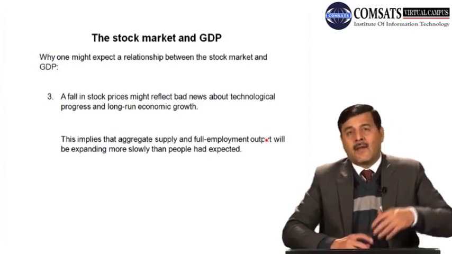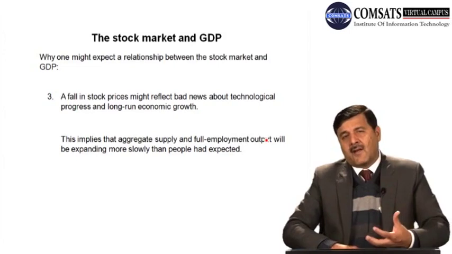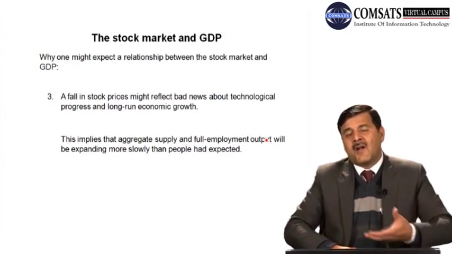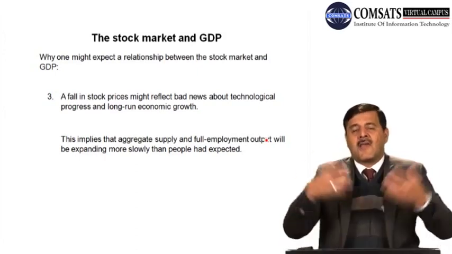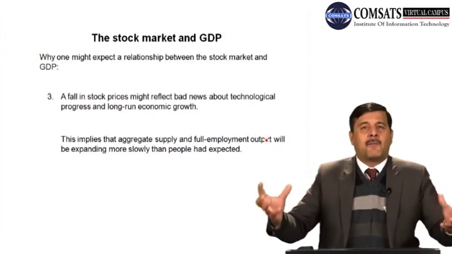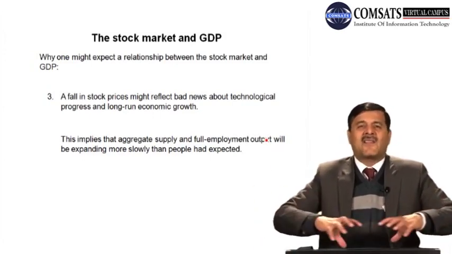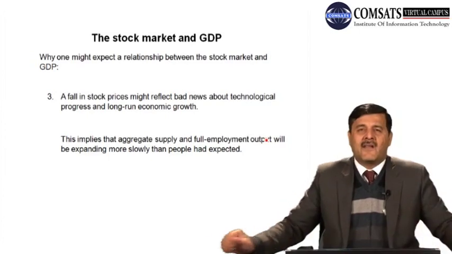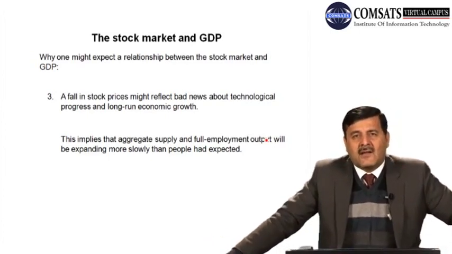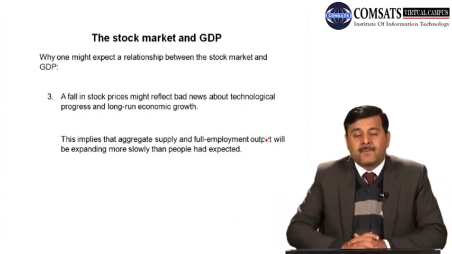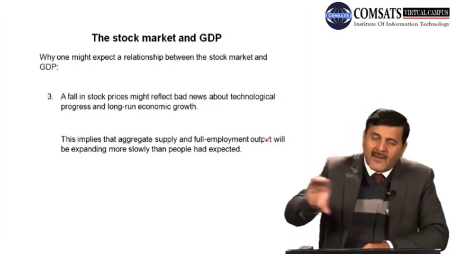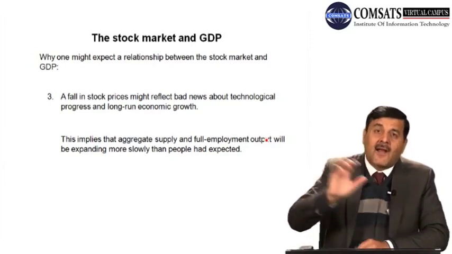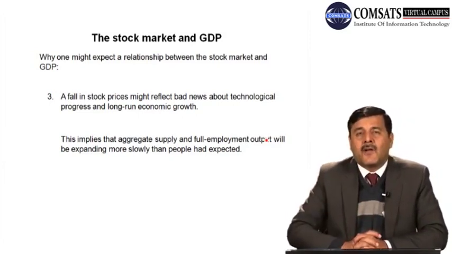So what will happen is that the output people were expecting, that firms were expecting to increase rapidly, to spread and grow, increasing the growth rate and GDP, so that the country progresses and people's standard of living improves. But since the fall in stock prices has badly affected the technology of the country, due to that factor there is a possibility that the aggregate supply or full employment output will not expand at the rate at which it was expected, to this extent.